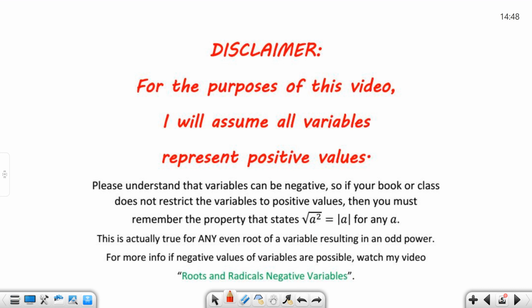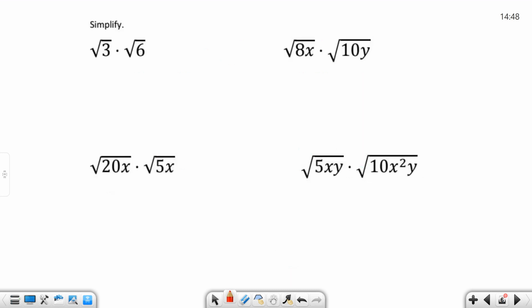This is actually true for any even root of a variable resulting in an odd power, depending on how the problem starts. For more information about if negative values of variables are possible, then watch my video, Roots and Radicals Negative Variables.